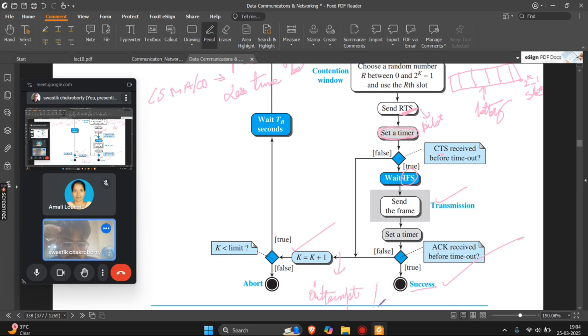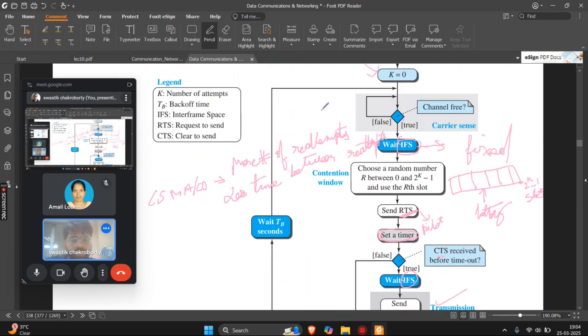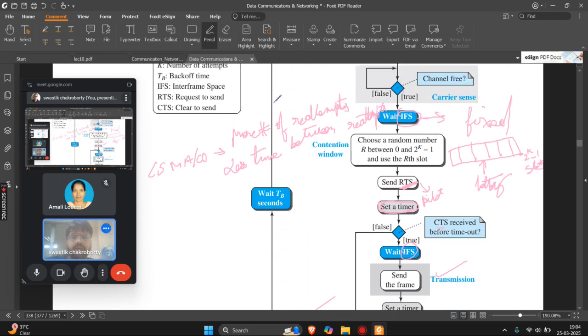Now, how many failed attempts are you allowed? There is a limit, usually say 10 or 15. So if you have made this many failed attempts, then you have to abort the mission of sending the packet. It's a failed mission altogether. If not, if the number of reattempts is within the limit, then you will wait for a back off window time and you will start the process again.